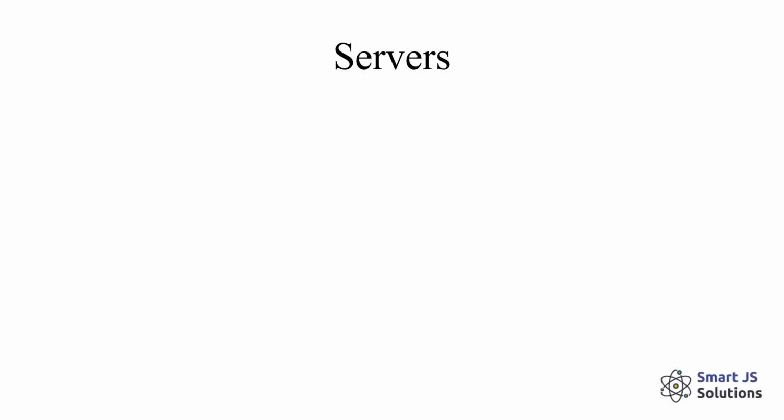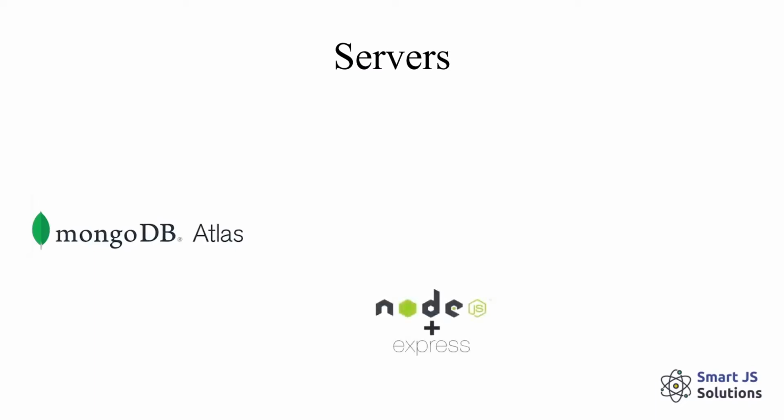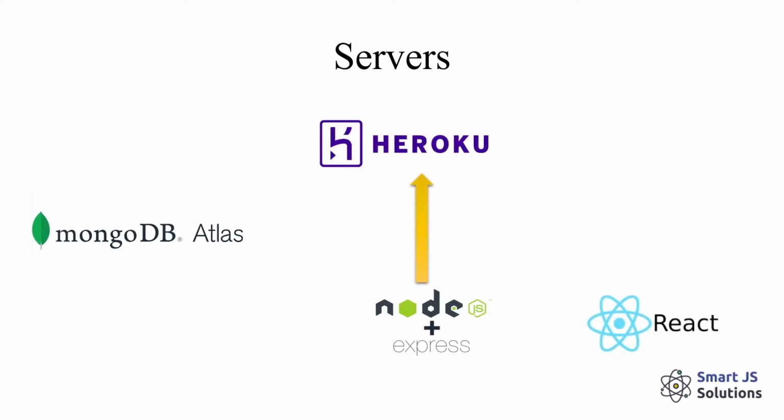For the next few minutes, I'm going to use different servers for deploying and storing our data. I'm going to use MongoDB Atlas as a cloud storage for storing our data and deploy our Node.js and Express backend code to Heroku, and our React frontend code will be deployed to Firebase.